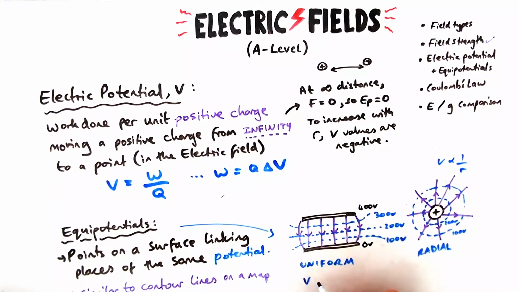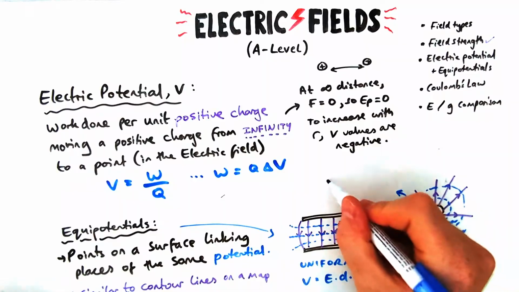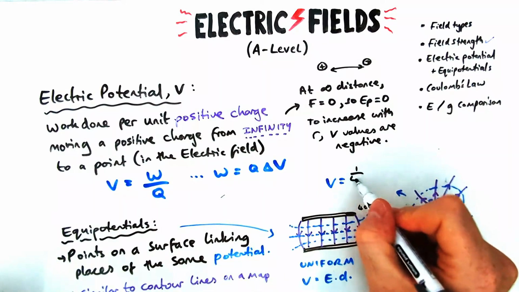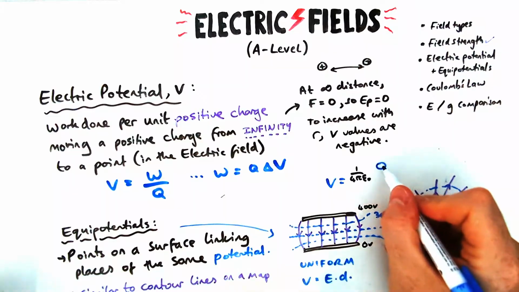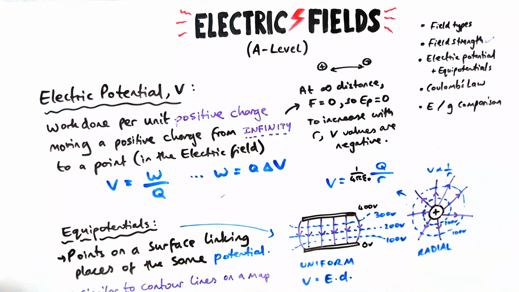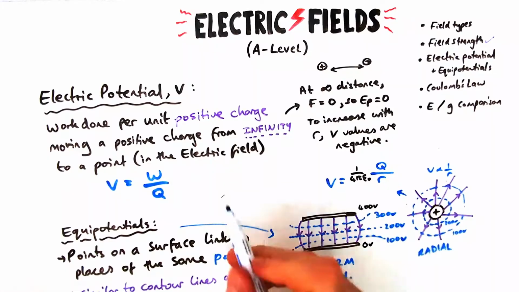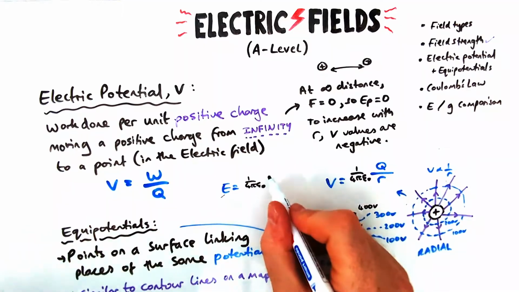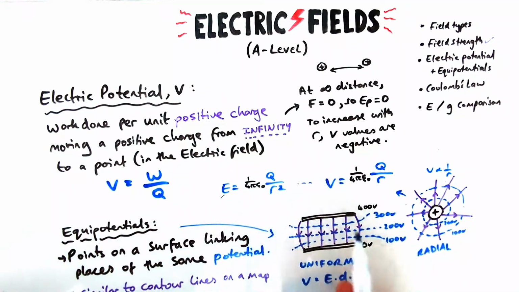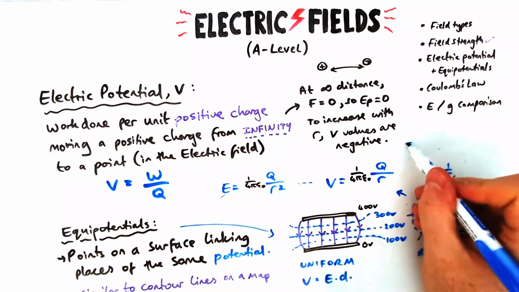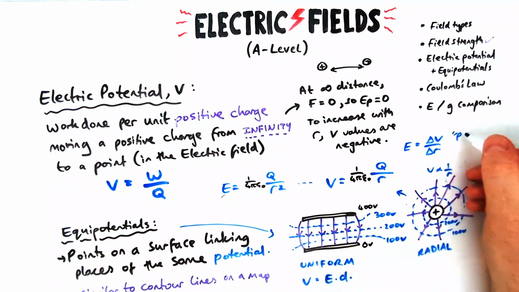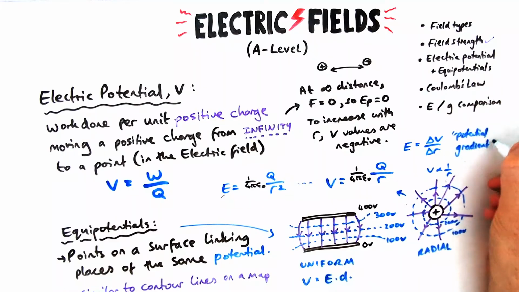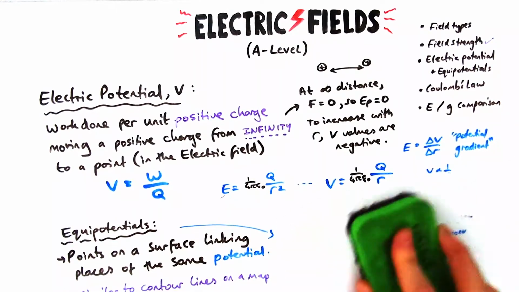So using an equation for our uniform field, we can rearrange the one from earlier and say potential therefore equals field strength multiplied by distance. For our radial fields, the equation for potential is equal to 1 over 4 pi epsilon 0 times Q, the charge of the object, divided by R, hence where we get our inverse proportional relationship from. Combining the equation for electric field strength, 1 over 4 pi epsilon 0 times Q divided by R squared, we can find the relationship between those two things. We can say the field strength is equal to the change in potential divided by change in R, and that's known as the potential gradient.